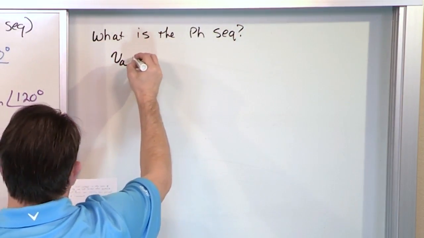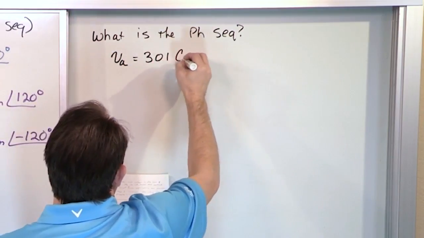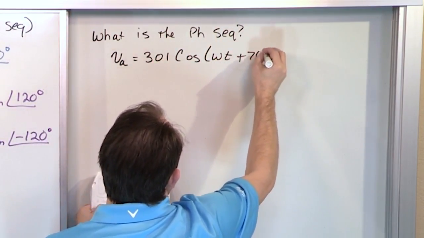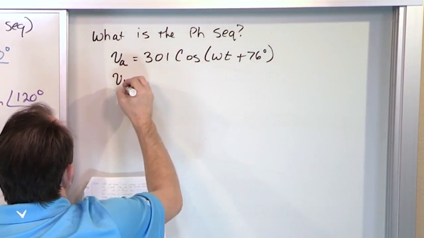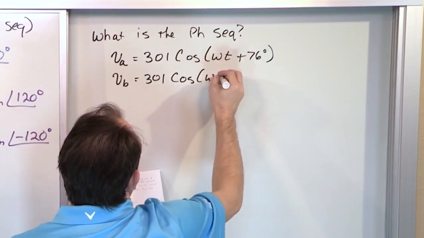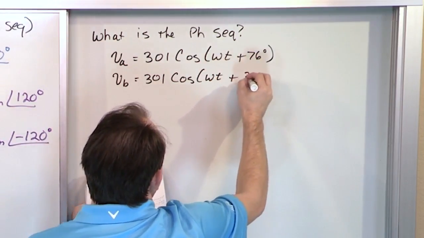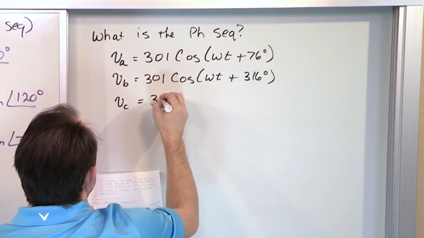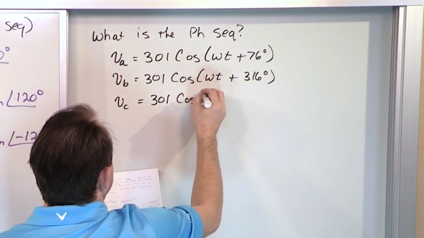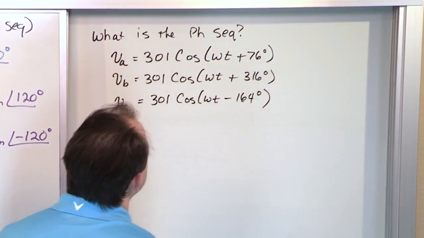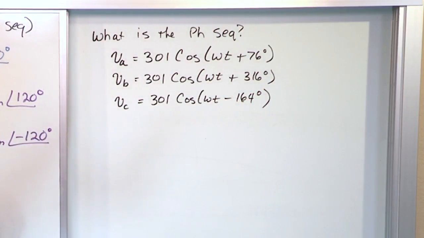A phase is 301 cosine of omega t plus 76 degrees. B phase is 301 cosine omega t plus 316 degrees. And C phase is 301 cosine omega t minus 164 degrees. All right, and I want to know what's the phase sequence.